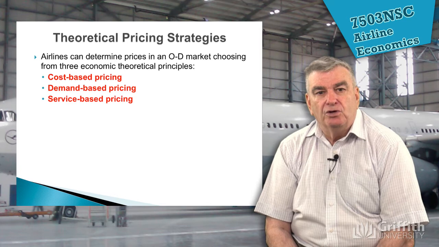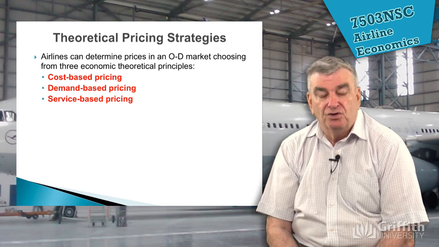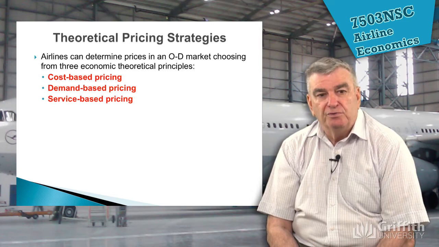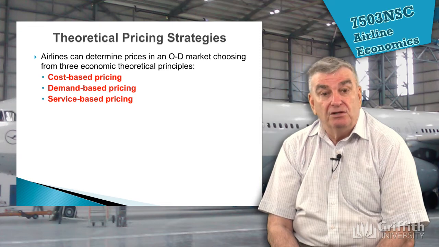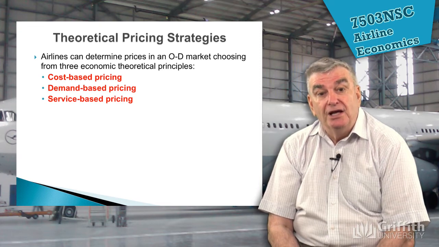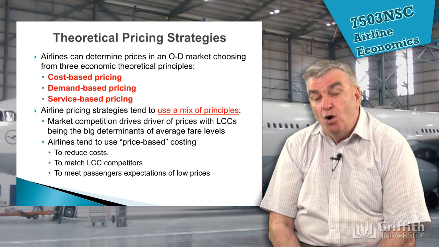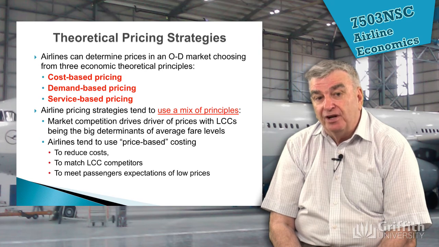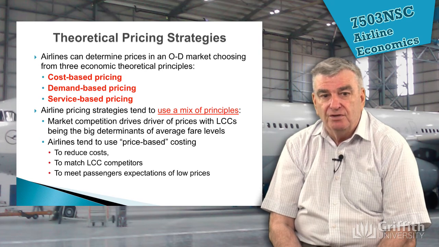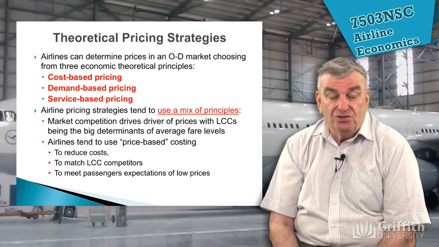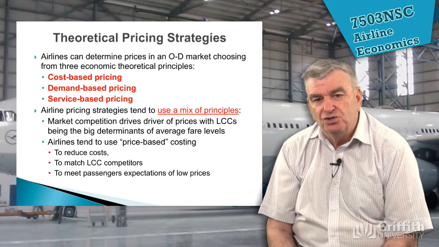We'll be taking a look at theoretical pricing strategies, and we'll look at the three different types. Cost-based pricing, that is self-explanatory. Demand-based pricing, that is, what's the demand? And then the final one, service-based pricing, that is, what sort of service are we providing? And we've covered that in previous lectures. And of course, what we find out is that airlines use a mixture of these three.